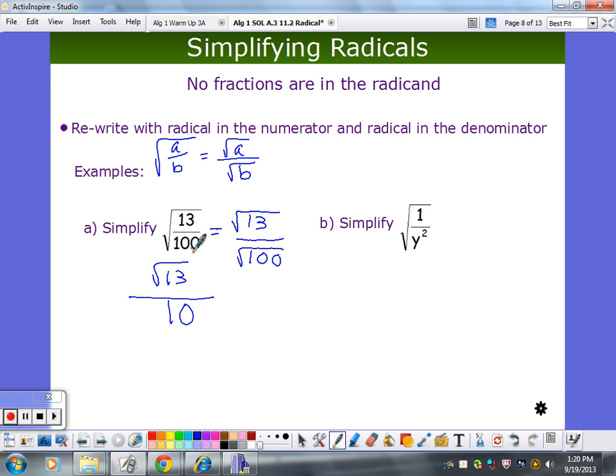Let's look at this one over here. I've got the square root of 1 over y squared. So what's my first step? Separate them. Let's split them apart. So I get the square root of 1 over the square root of y squared. Now let's look at each one individually. The square root of 1 is 1. The square root of y squared is y. So it's 1 over y. So we can reduce that radical. Now it's okay. Now it's in simplest form.